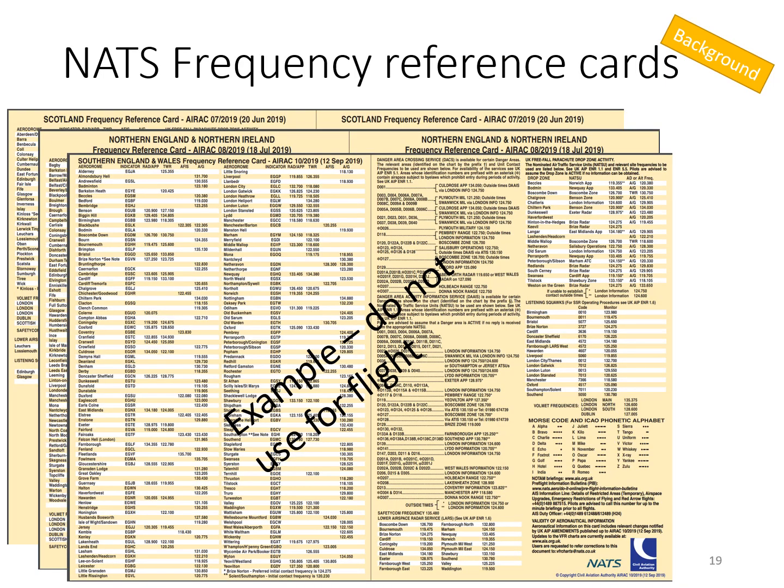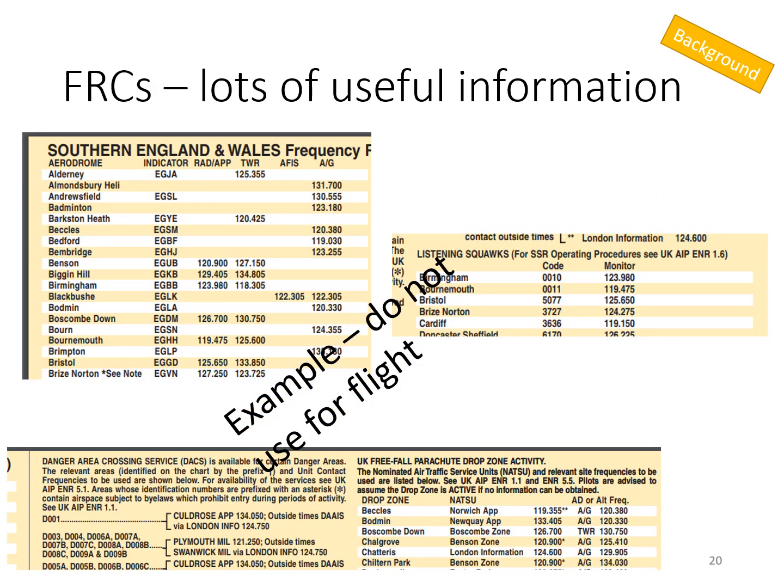NATS provide frequency reference cards for various parts of the UK, which can be downloaded, printed and laminated. They contain much useful information. However, you do need to pay attention to NOTAMs where changes might be listed that haven't got to the flight reference card.